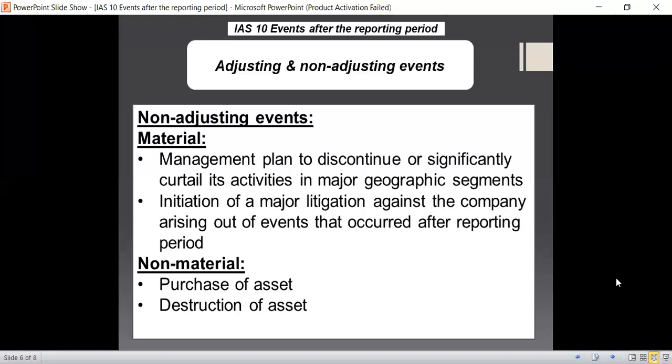Then the destruction of an asset. If any kind of asset is destroyed as the result of any natural calamity, for example, any kind of natural disaster has resulted in the destruction of an asset, and the amount is a non-material one, then the conditions were not already present at the year ending date. It will be considered as a non-adjusting event. And if the amount is non-material, we do not need to disclose it as well. We are going to ignore it.